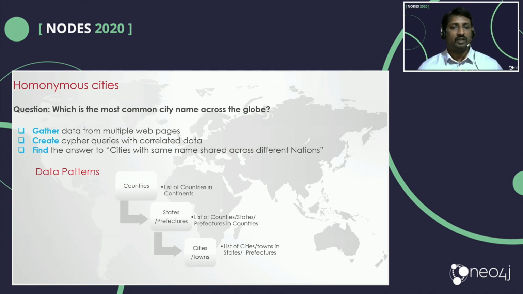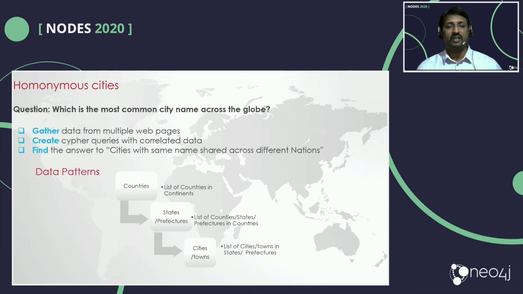First, we gather data from multiple web pages. Why multiple web pages? Because each country has its own unique web page. It's like a list of states in a specific country, list of prefectures in a specific country. So we gather all that information, we create our queries, we create our graph database. So we just query on our graph database and we find the answer.